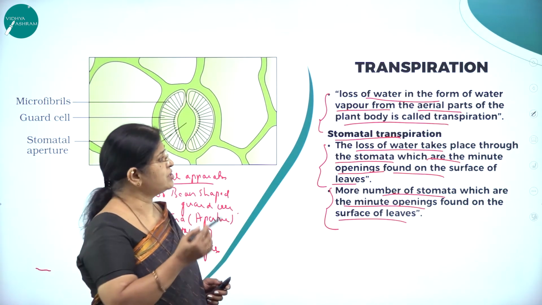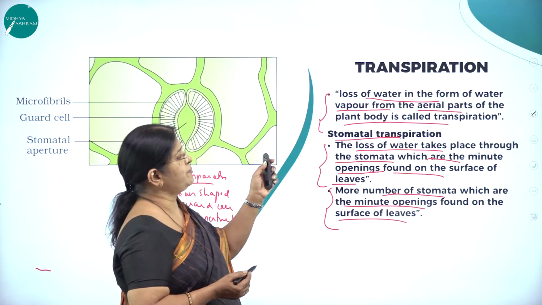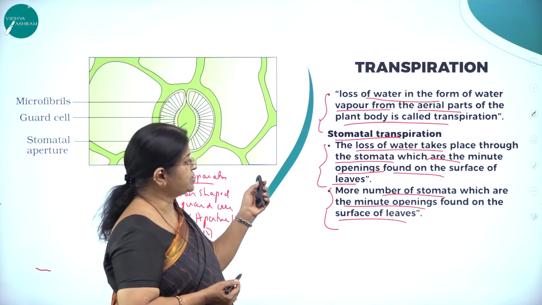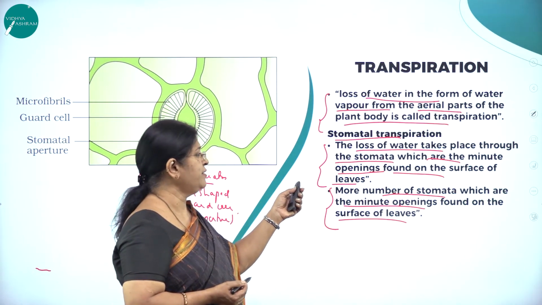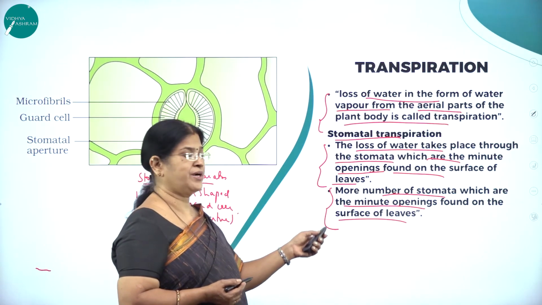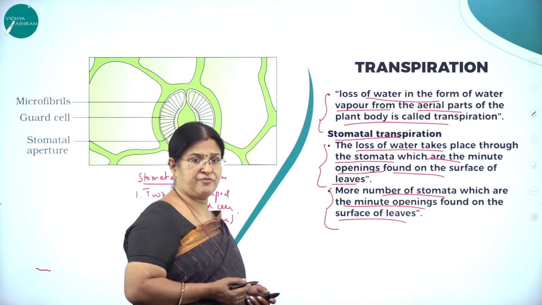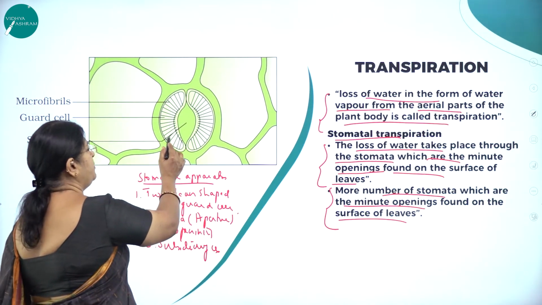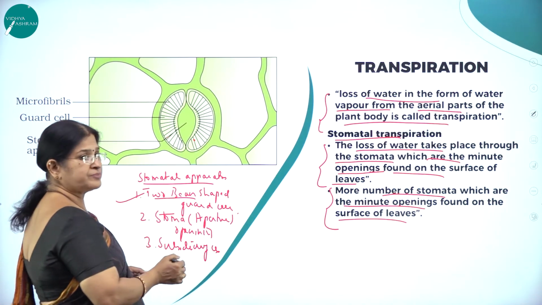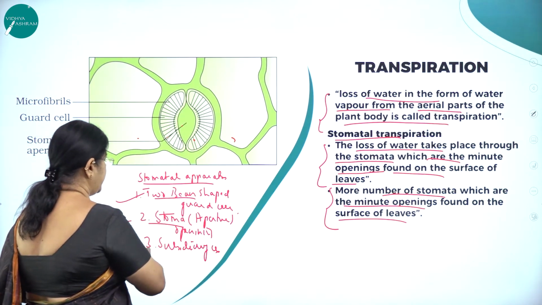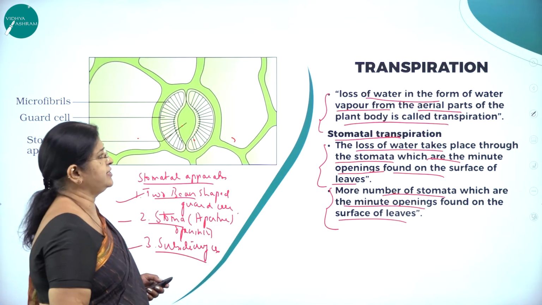So what is transpiration? Loss of water in the form of water vapor from the aerial parts of the plant body is called transpiration. Stomatal transpiration: the loss of water takes place through stomata, which are the minute openings found on the surface of leaves. So this is the structure of the stomatal apparatus, which consists of two bean-shaped guard cells, then an opening called stoma, and the surrounding subsidiary cells.